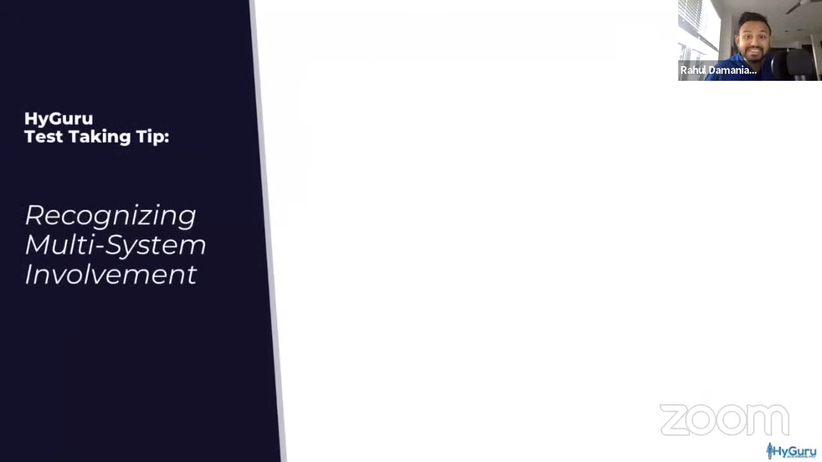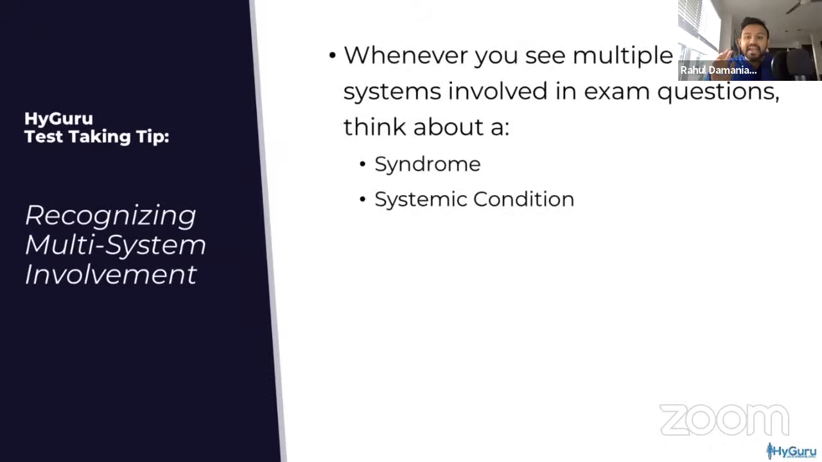So here is a test-taking tip for you all. And I'm going to intersperse these throughout the session. When I'm thinking about multi-system involvement, i.e., you see neuro-related, you see cardiac-related, do you see, just from the prior question, how many different organ systems were there? In exam questions, when you see multi-organ system involvement, you should think about syndromes or systemic conditions. Syndromes like DiGeorge syndrome, this is going to be seen in more of the pediatric population.